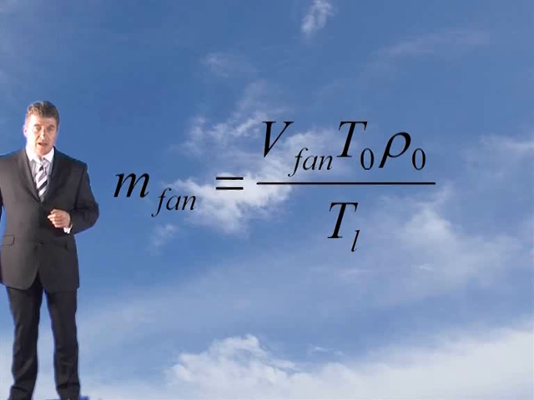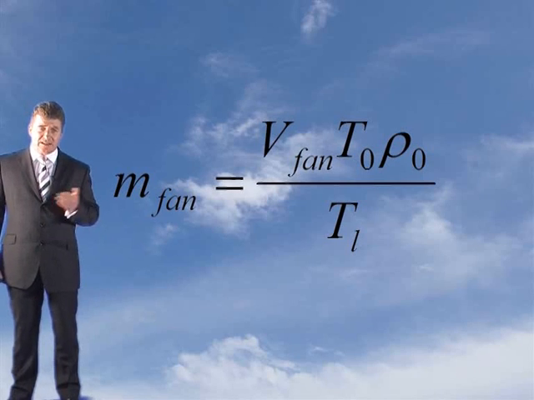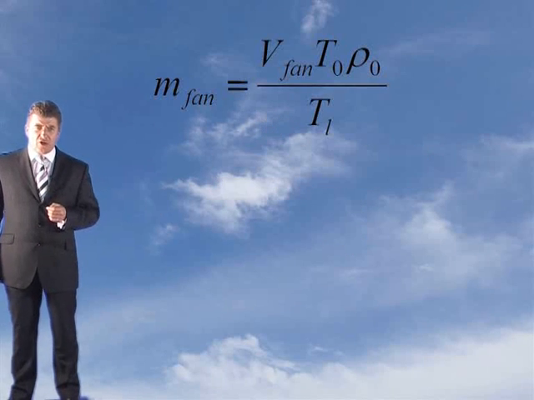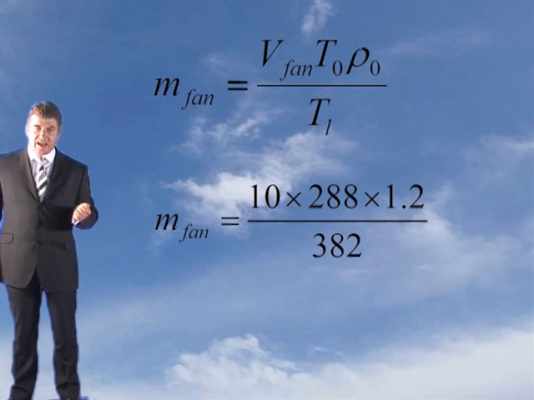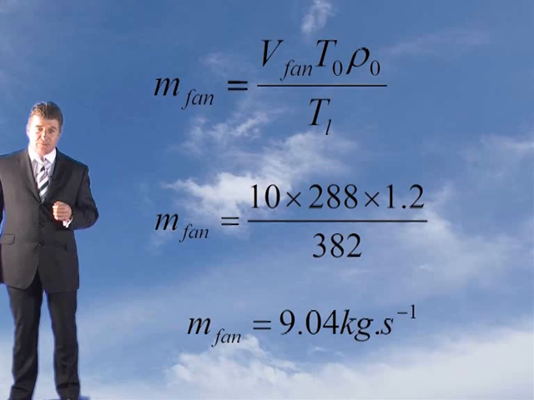Now we know the MCrit, which is in kilograms a second. Now we need to work out, because the fans are rated in cubic metres a second, we've got to convert that into kilograms a second. And this is the formula you'll apply. M fan equals V fan times T naught rho 0 over TL. Put them in, you'd have got this. M fan equals 10 times 288 times 1.2 divided by 382, which means the fans are rated, for this particular temperature of smoke, at 9.04 kilograms a second.